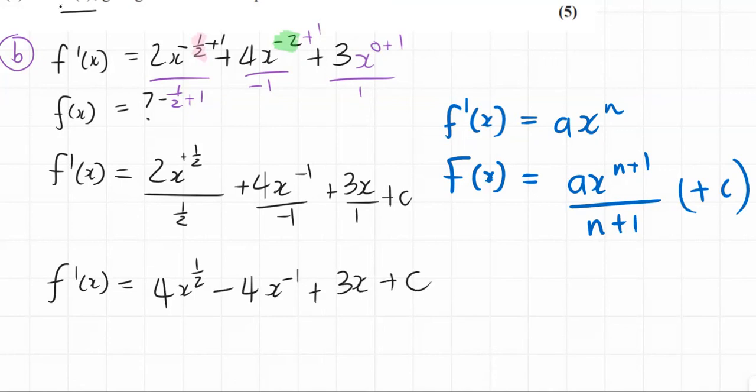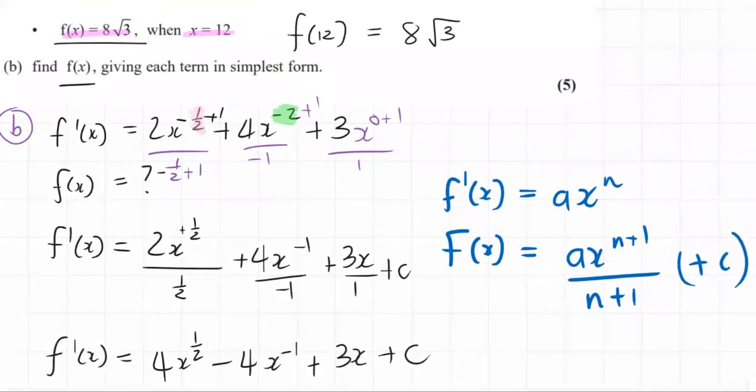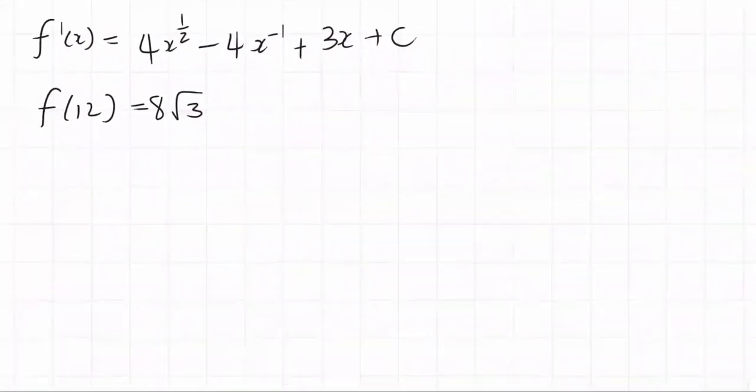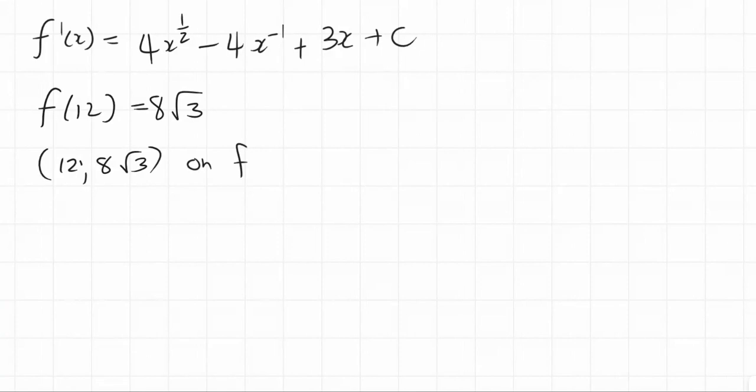Now, remember, we were given the information that f of 12, when x is 12, is equal to 8 square root 3. Oh, that's our information there. So we can sub this in. This means that the point 12, 8 square root 3 is on f. It's on f somewhere. It must be, it was given. So we can sub it into our f of x, which, just fix this, this was f of x.